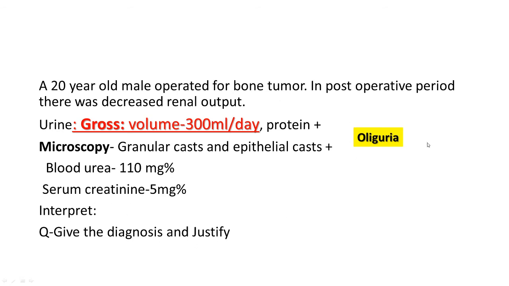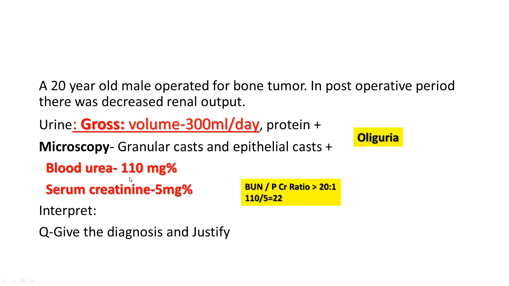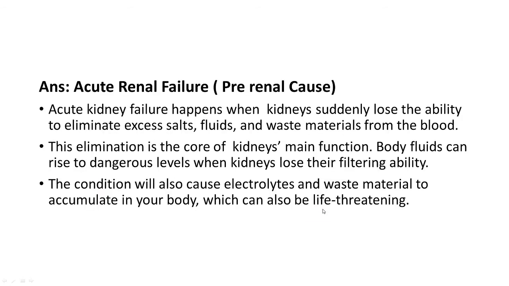So already the patient has oliguria. Per day it is written, so it is less than 500 ml per day. And again you have BUN and serum creatinine. Take the ratio. When you see the ratio, 110 divided by 5, it is definitely above 20:1. So this goes in favor of your pre-renal etiology. So acute renal failure because there is increased BUN and serum creatinine and there is oliguria, and it is pre-renal because the ratio of BUN to serum creatinine is greater than 20:1.